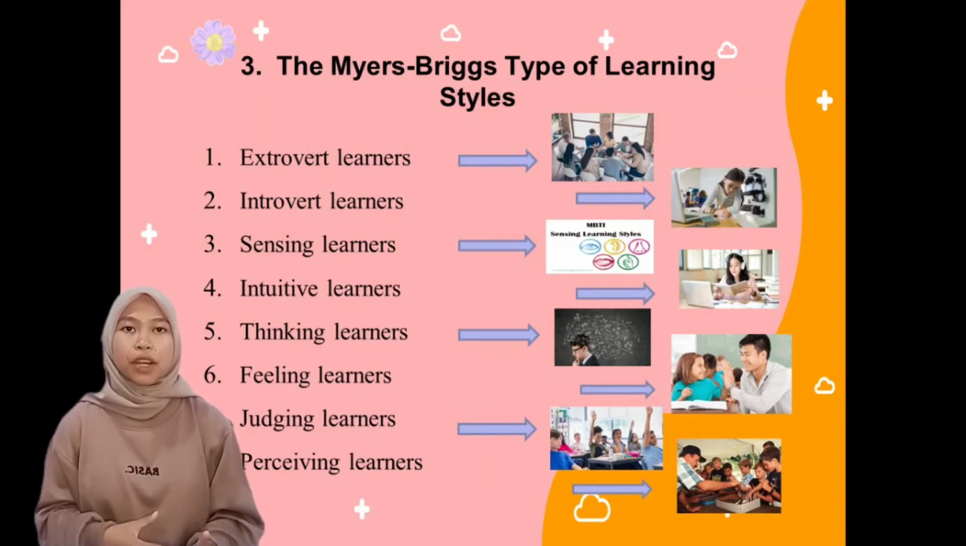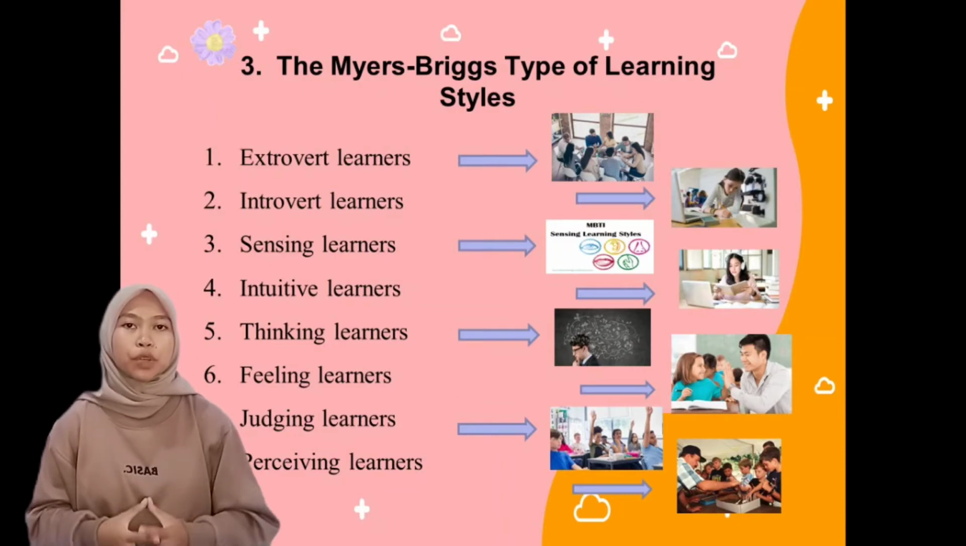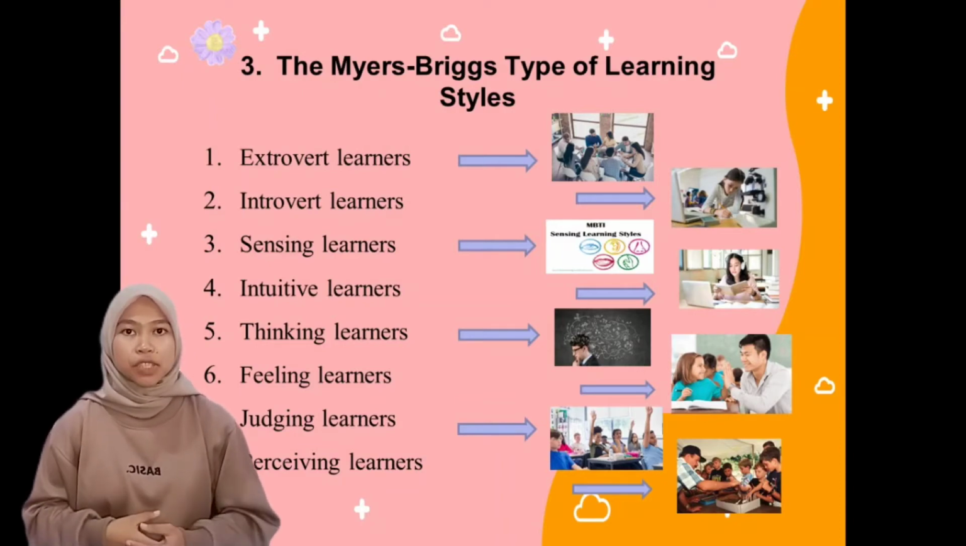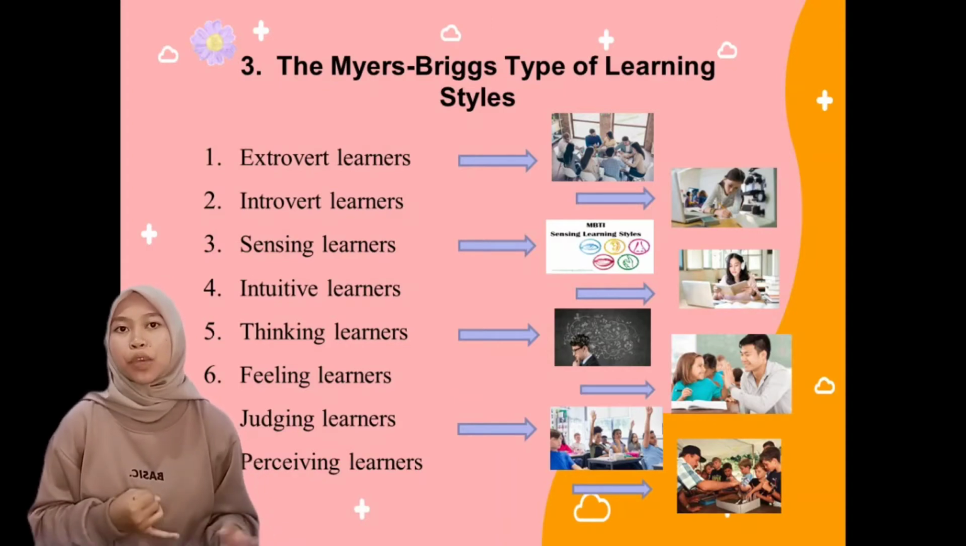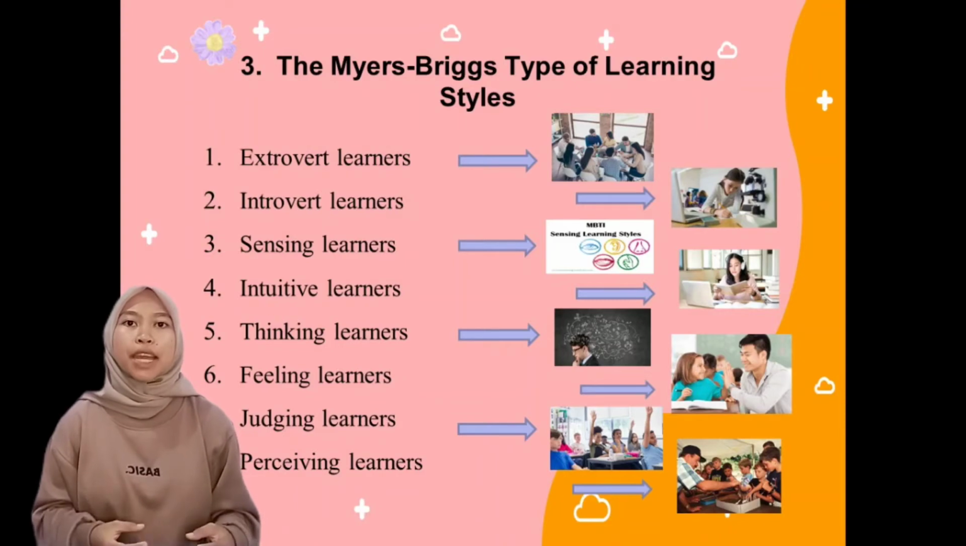And number 5, thinking learners, use clear thinking to work out problems and like clear and logical direction. The strength of thinking learners is they can work within limited time and are able to put information in a logical order to make sense of it. Number 6, feeling learners, like to have a friendly relationship with teachers and learn by helping others.